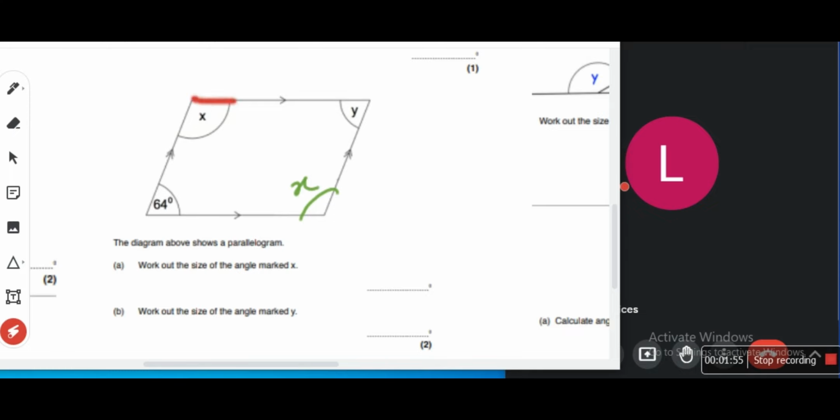Because for a parallelogram, the opposite angles are equal. X for X, 64 for 64. So if we can get these two values, we take them out from 360 degrees. Whatever is left is for these two x's, which of course we divide by 2 to get one value of x.